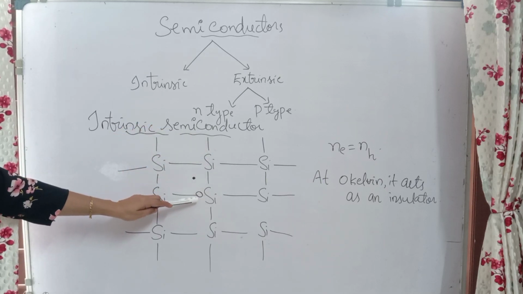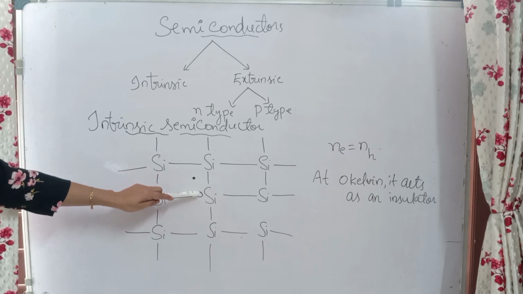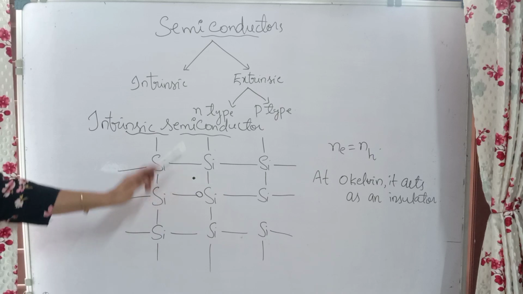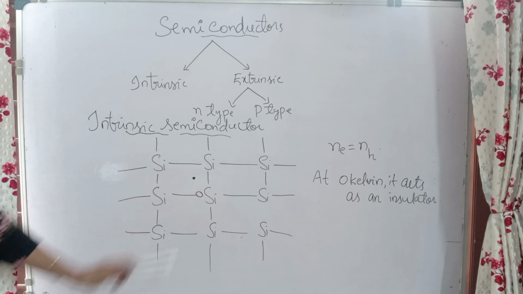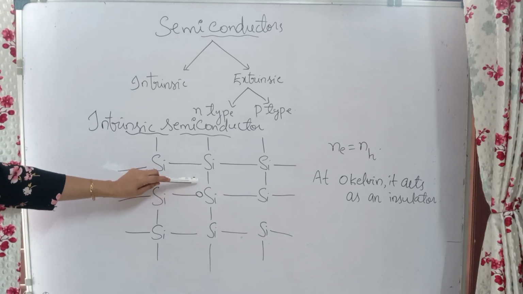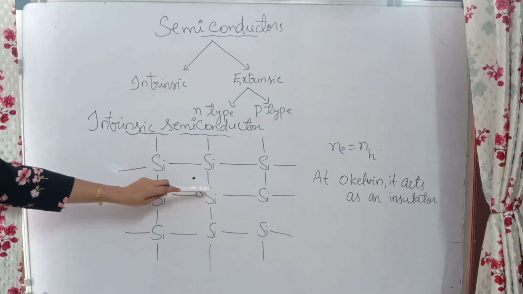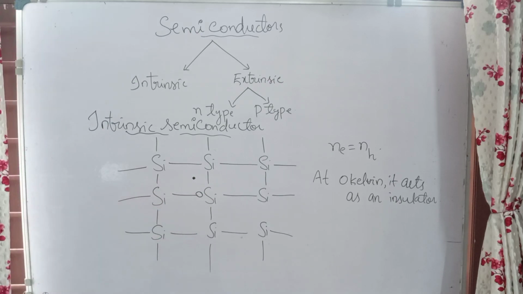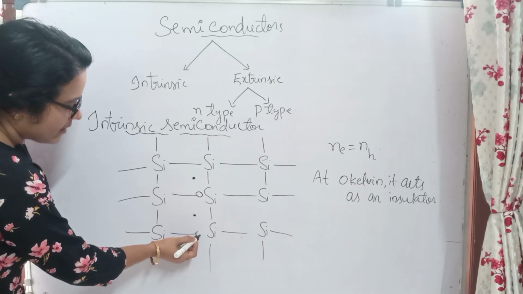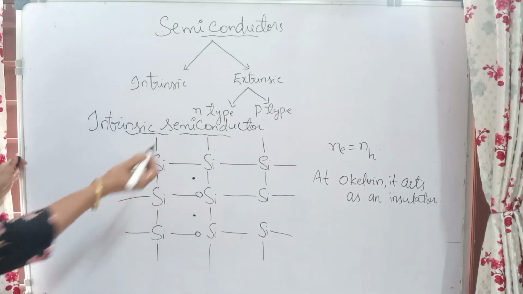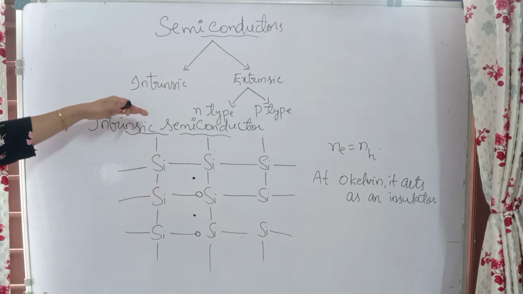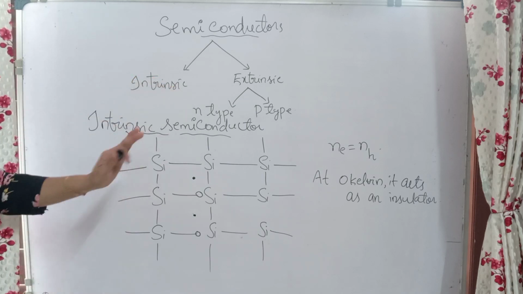Now I am talking about only one electron, right? In a similar way, many electrons will be released from these bonds, and for each a hole will be formed. So in the case of an intrinsic semiconductor, the number of electrons will be equal to the number of holes, because if another electron is released from here, a corresponding hole will be formed here. So the number of electrons in the semiconductor will be equal to the number of holes. That is a very important point.